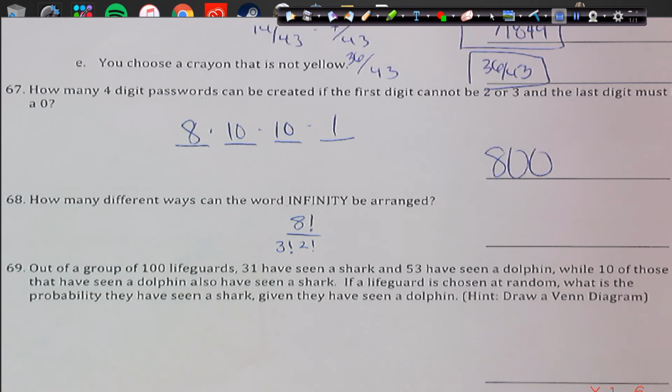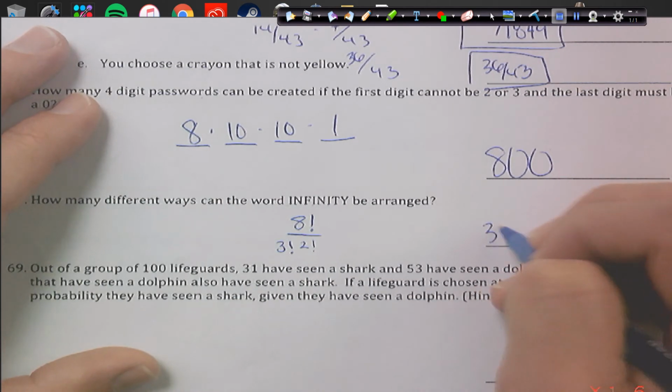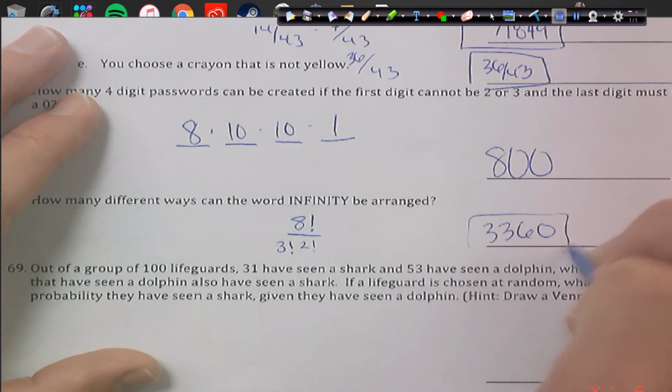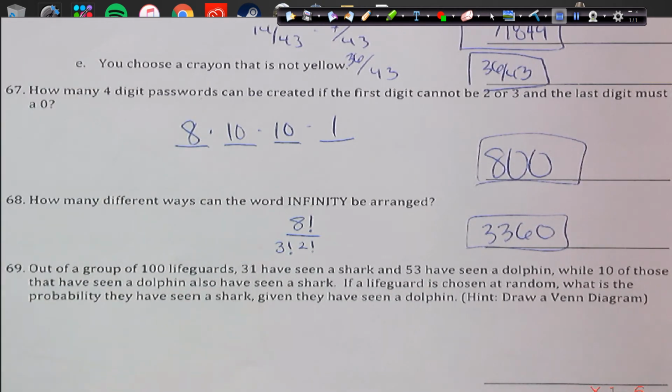8 factorial. And I plugged it in wrong. 8 factorial. And then divided by 3 factorial. I do it at separate times. And we should get 3360. Okay.